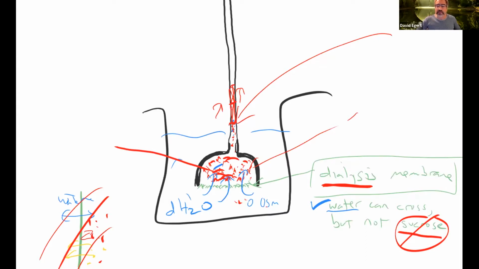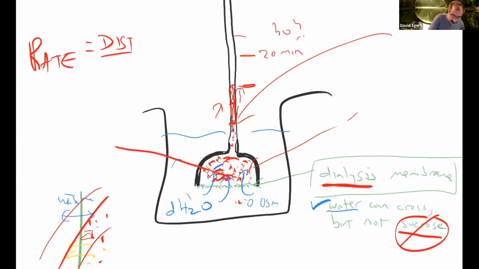Does that make sense? This is how we are going to measure, in a practical way, which direction water is moving and how fast. We can measure the height at 10 minutes, the height at 20 minutes, the height at 30 minutes, and then we can see the difference in height per unit time. That's going to give us a rate. Remember rate? It's just distance over time.